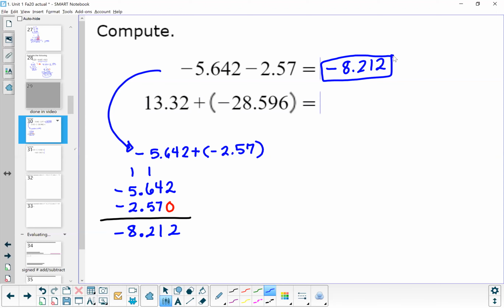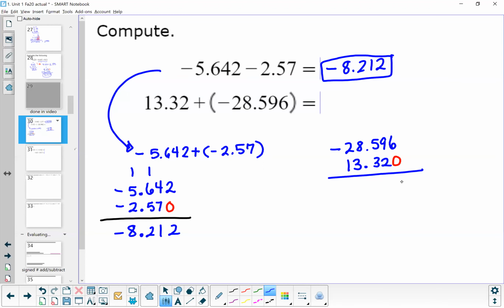Okay, second question. You have 13.32 plus a negative number. A positive plus a negative means you want to subtract. So I'm going to write these numbers vertically, first with the negative 28.596 first, and then line up by your decimals. I'm going to put 13.32 second. If it works for you, put a 0 as a placeholder. And you want to subtract these because they're opposite signs.